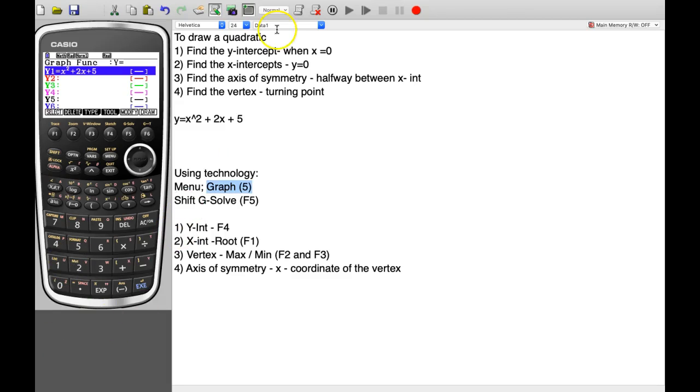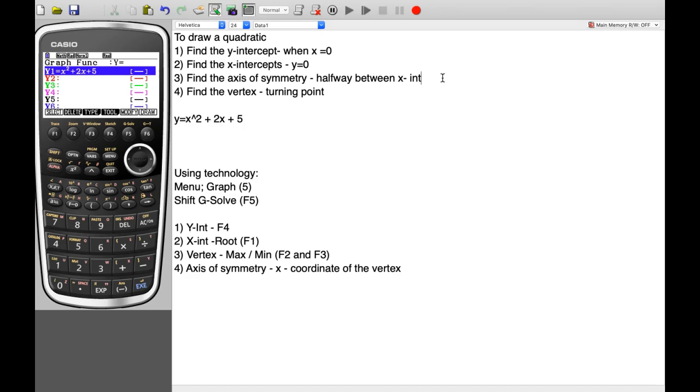To draw a quadratic, you first can find the y-intercept, and that's when x equals 0, and then find the x-intercept, and that's when y equals 0. You find the axis of symmetry. Remember, that's halfway between the x-intercepts, or you can use the formula that x equals negative b divided by 2a, depending on which way you're given the equation.